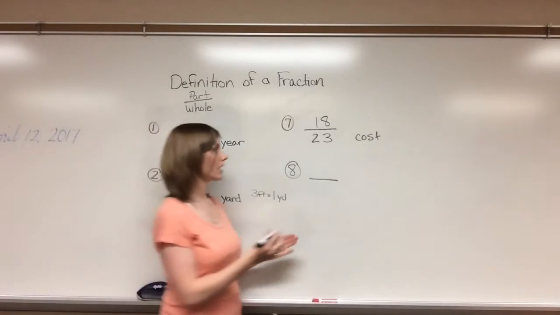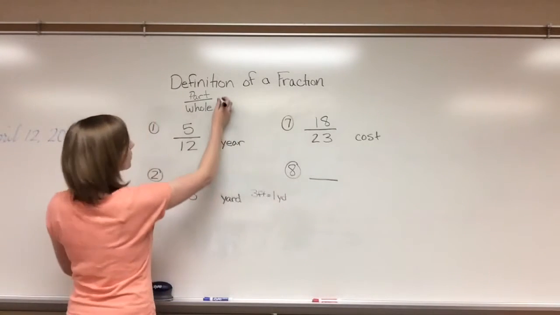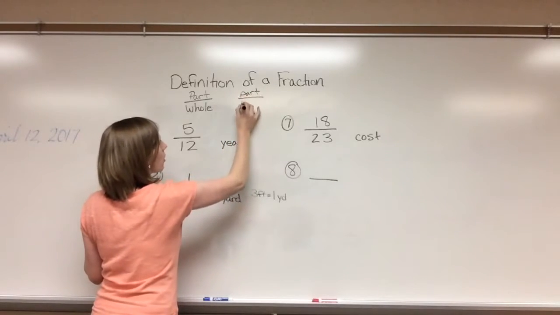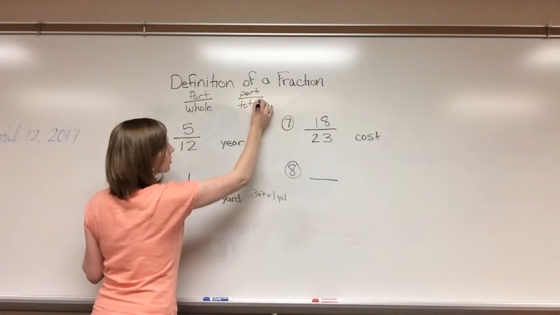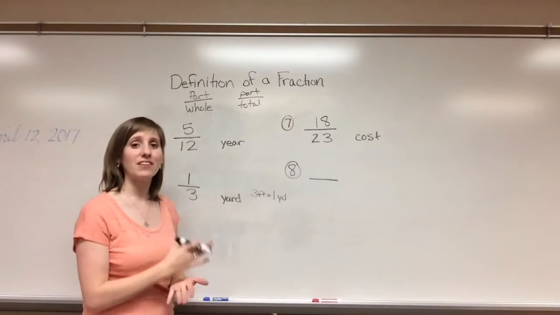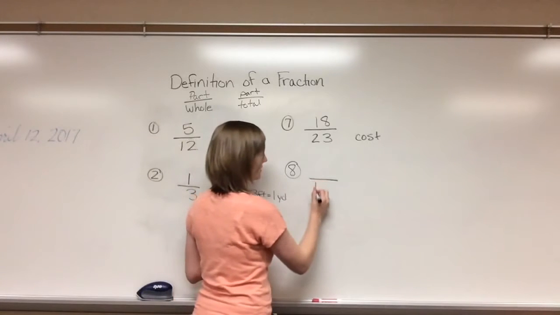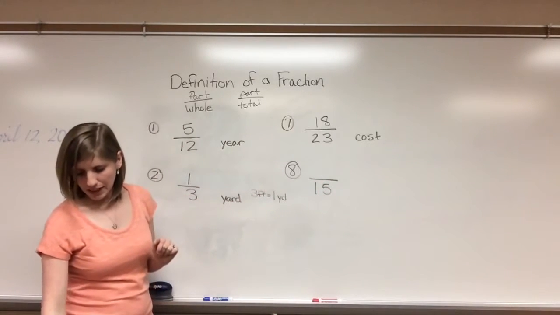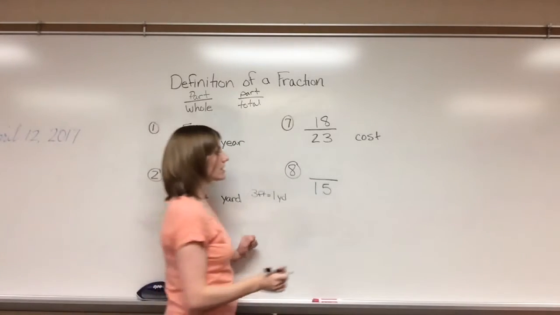Okay, when it says part over whole, you can also think of that as the part over the total. So how many total pounds does Darlene want to lose? If we look, she wants to lose 15 pounds. So 15 would be our denominator. Now if we keep reading, it says she has already lost 11 pounds.